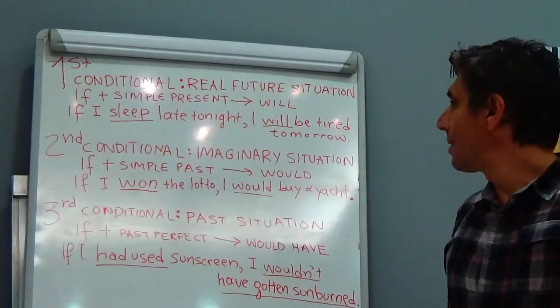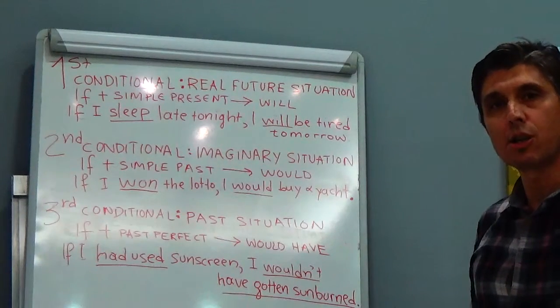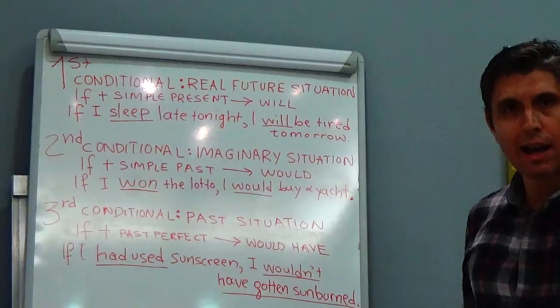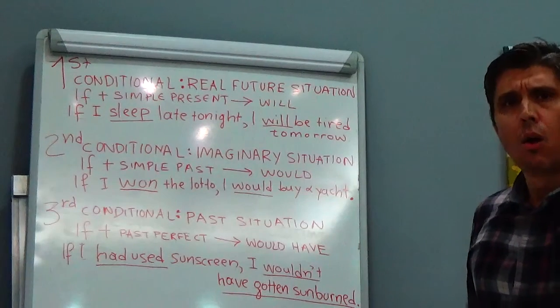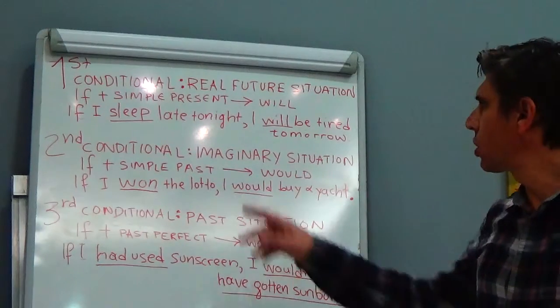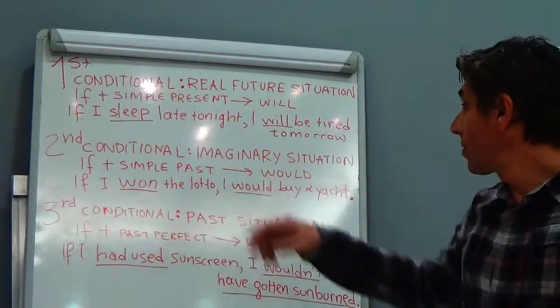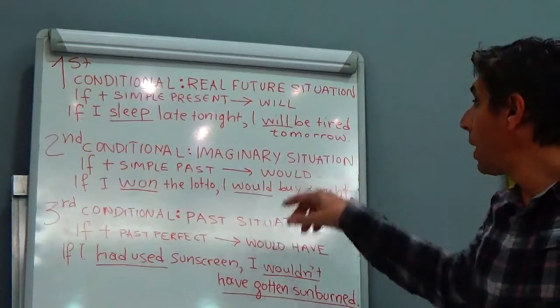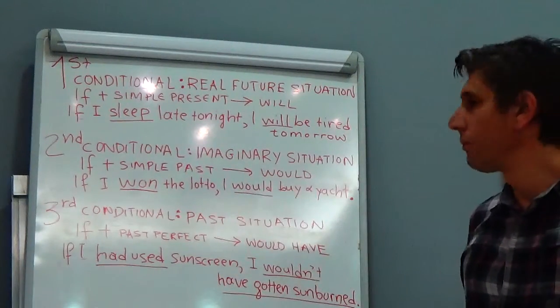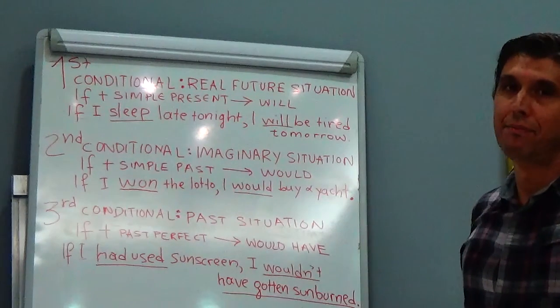Moving on to the second conditional. The second conditional is used to refer to imaginary situations. What I mean by that is situations which are not real or which are highly unlikely to happen in real life. We construct the second conditional by using if, followed by the simple past, followed by would. Here's an example. If I won the lotto, I would buy a yacht.